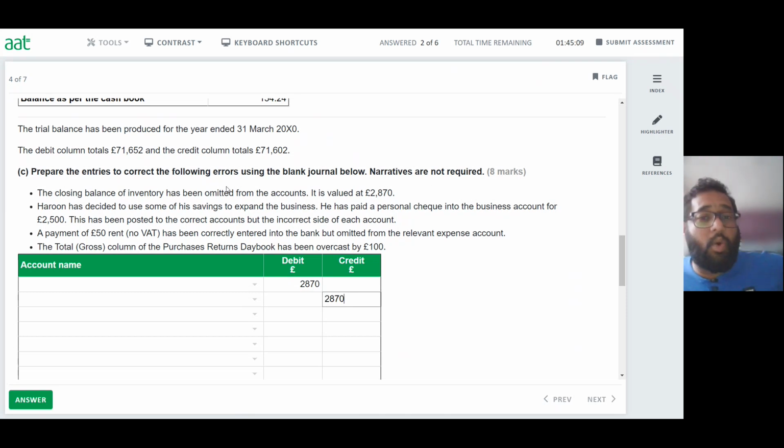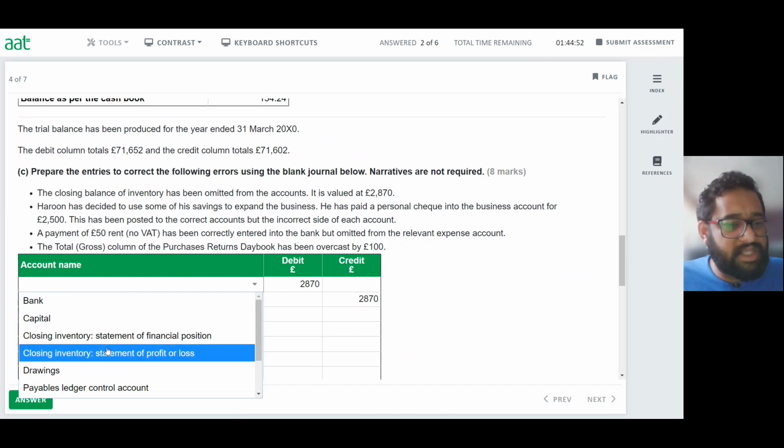2870. Remember, there is no narrative required, and you don't need the decimal. So we just put this whole amount there. Also remember, the closing inventory will go into two different statements. One of them is the statement of financial position. Why does it go in there? Because it's a current asset. Therefore, it's a debit entry there.